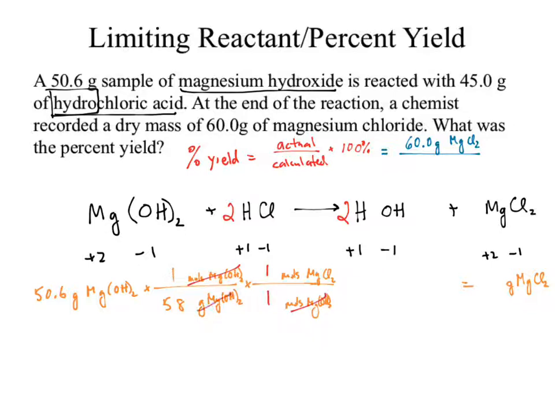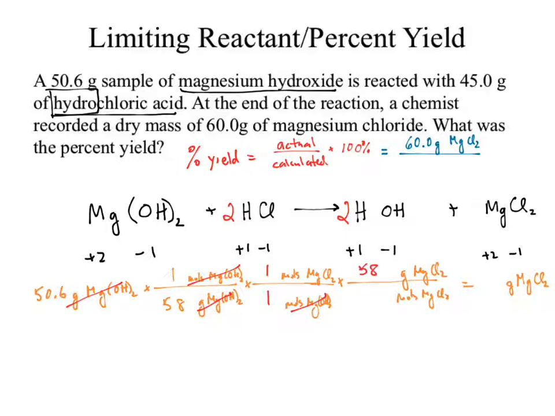What unit do I want for an answer? Grams. So the moles of magnesium chloride needs to show up in the denominator so that the unit can cancel. Grams of magnesium chloride needs to show up in the numerator. Where do I find that conversion factor? From the periodic table. So 58, right? Because I got the 58 from the periodic table. So I should put 58 grams over here.